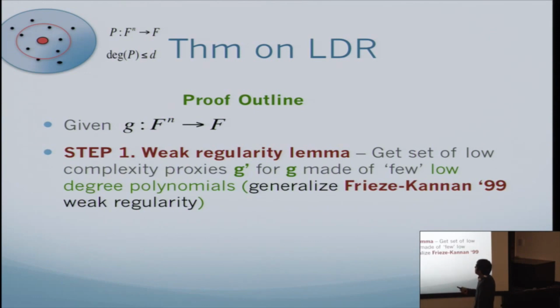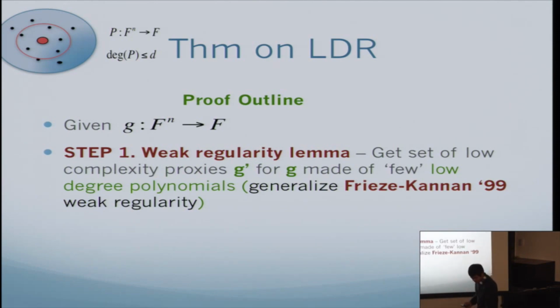The first step is a weak regularity lemma. You replace the center G by a low complexity center G prime, which is more structured. You get a set of low complexity proxies G prime for G, and low complexity means it's made of few low degree polynomials. Essentially it's a composition of constantly many low degree polynomials. So instead of working with the center G, you work with the center G prime that looks like this structured thing.